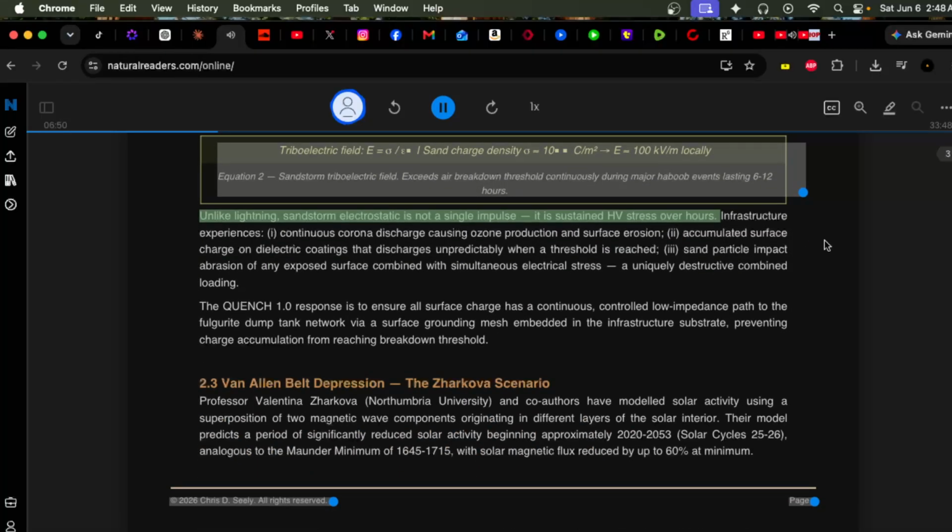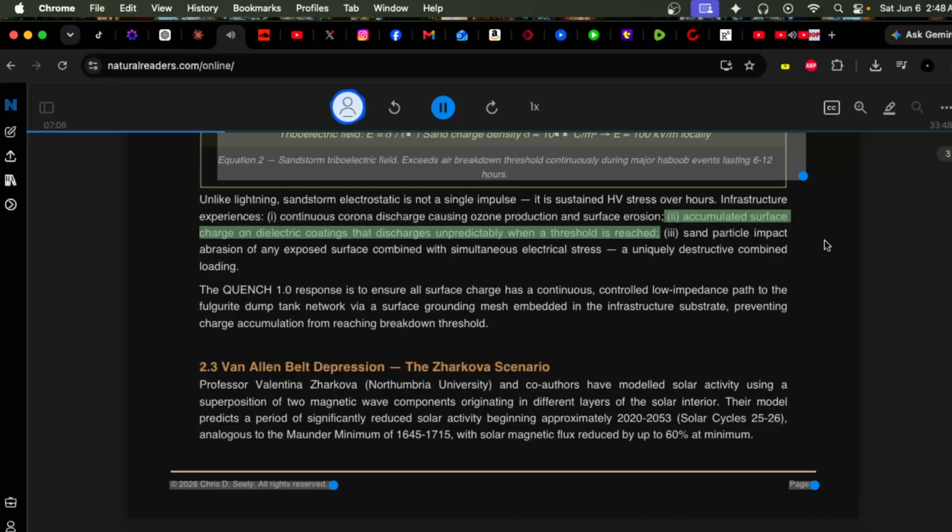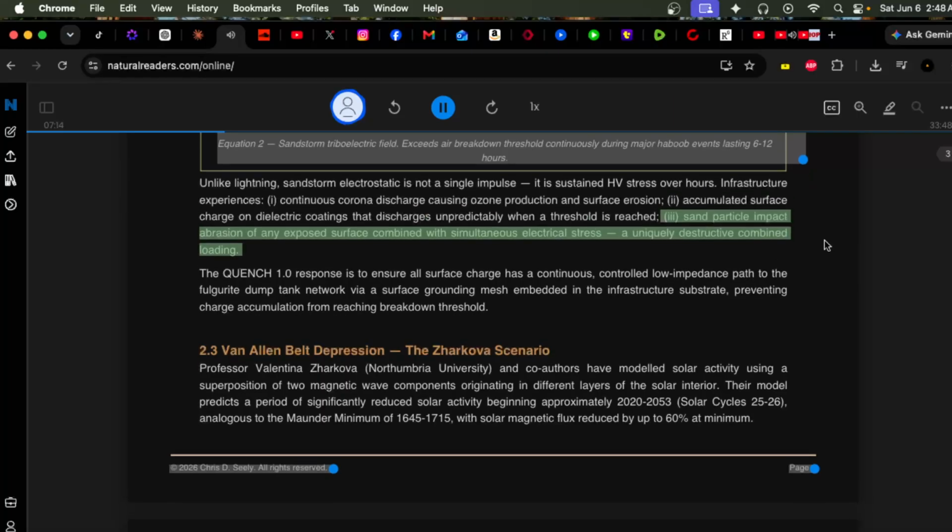Corona discharge begins continuously from any protrusion or conductor edge. Unlike lightning, sandstorm electrostatic is not a single impulse, it is sustained HV stress over hours. Infrastructure experiences continuous corona discharge causing ozone production and surface erosion. Accumulated surface charge on dielectric coatings discharges unpredictably when a threshold is reached. Sand particle impact abrasion of any exposed surface combined with simultaneous electrical stress is a uniquely destructive combined loading.